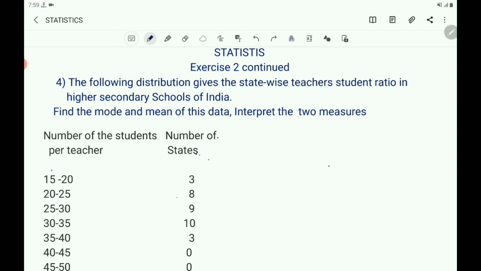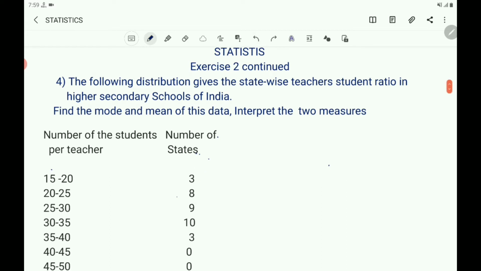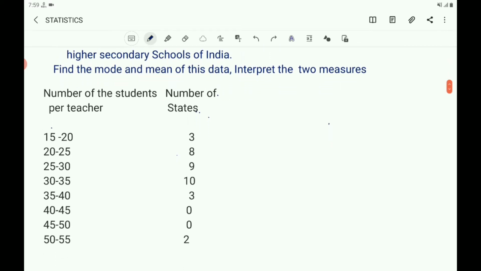State-wise teacher-student ratio is given in terms of class interval, and the number of states is nothing but the frequency. We have to find the mode and mean of the given data. To find the mode, we have to find the maximum frequency. 10 is the maximum frequency.